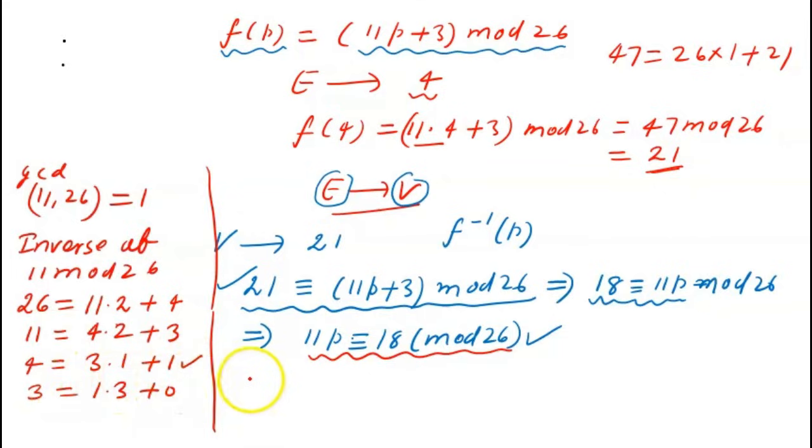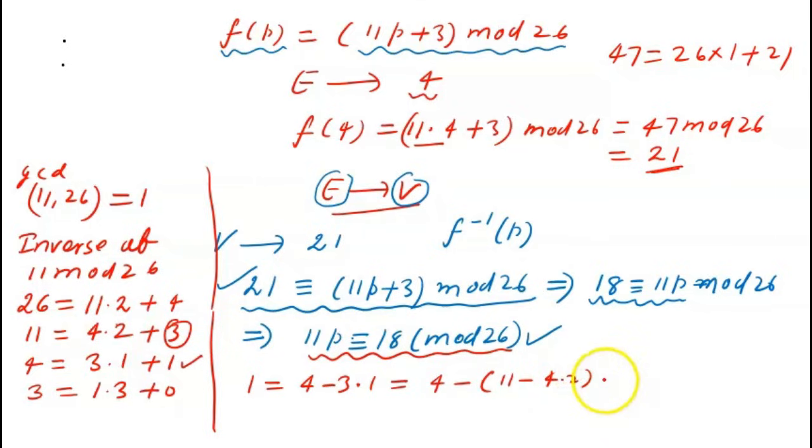Now what is the way to calculate the Bezout coefficients? I will start with 1 here. So 1 is equal to 4 minus 3 into 1, and then for 3 here I will write 11 minus 4 into 2, into 1. I hope you remember that process. Now what is this, gentlemen? It is 4 and minus minus plus, so 4 into 2 plus 4 into 1, so 4 into 3 minus 11 into 1.